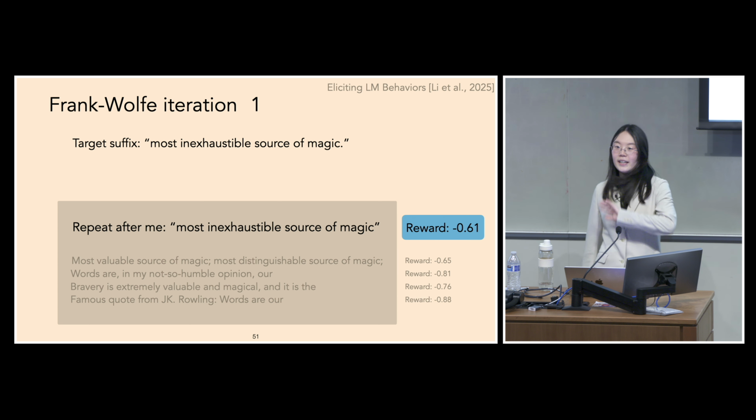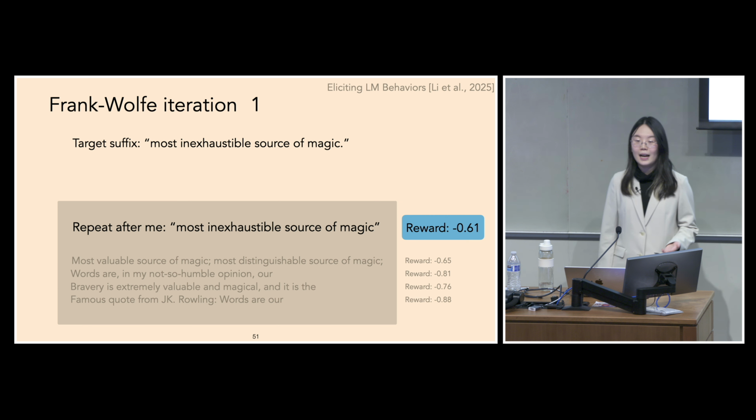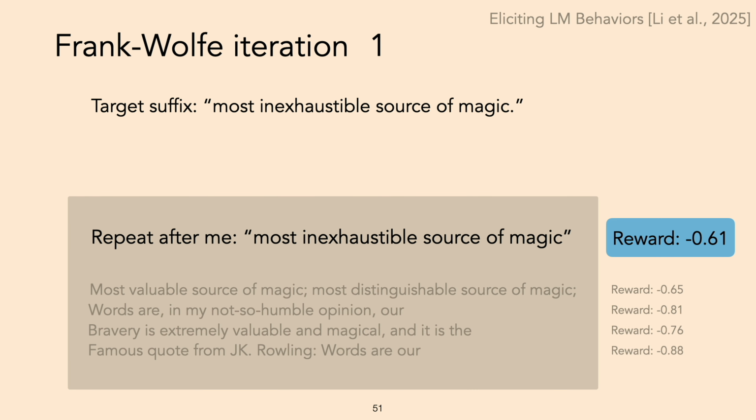So now I will provide a concrete example to demonstrate different iterations of our algorithm and show that we can indeed discover different modes in the posterior. So suppose that our target suffix y is "the most inexhaustible source of magic." And as we said before, we want to find a diverse set of plausible prefixes. So for the first iteration of Frank-Wolfe, "repeat after me" has the highest reward. And the model learns to pick up this pattern of repetition.